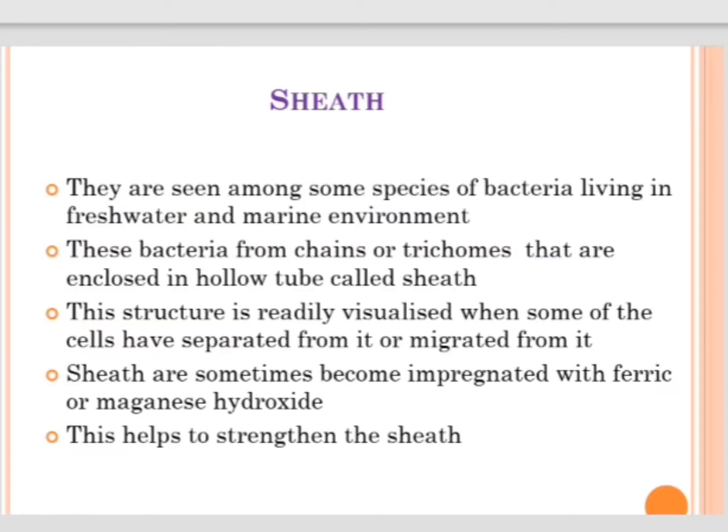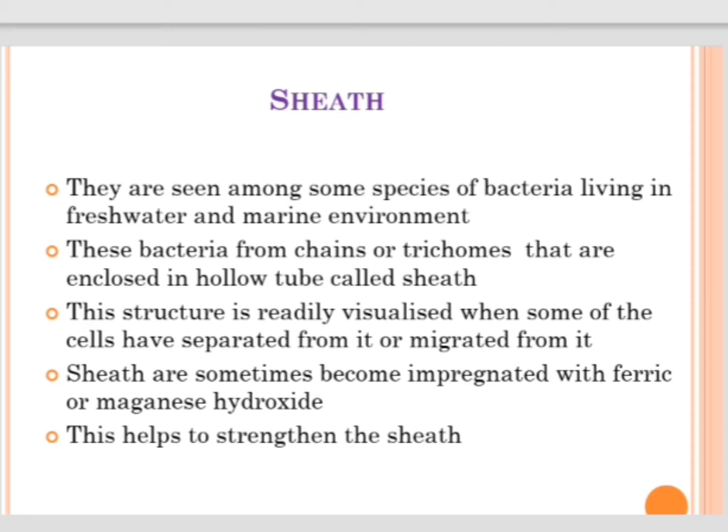Sheaths are commonly seen in bacteria living in aqueous environments, mainly in freshwater and marine environments. Sheaths are formed by bacteria that live in chains or trichomes. That means more than one bacterial cell is associated with each other to form long chains or trichomes. These chains are enclosed within a hollow tube, and this hollow tube is called the sheath.